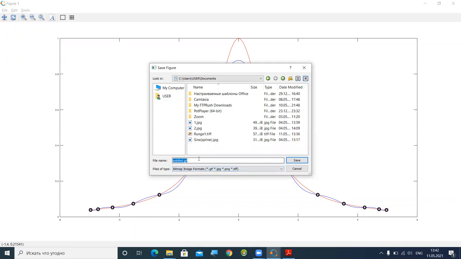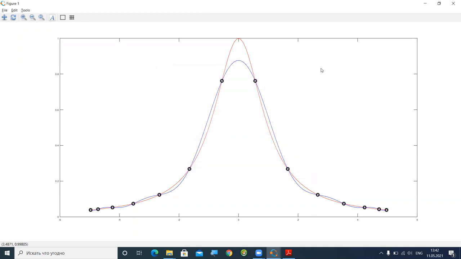Okay, Runge 2, this one is. Okay, let's show code.